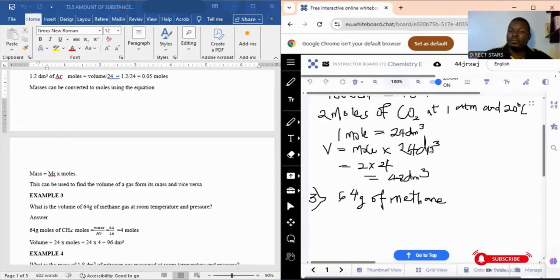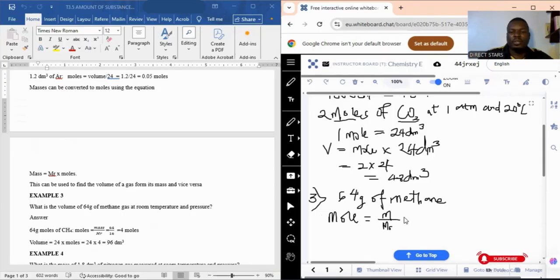How do we get the volume of gas that is present in 64 grams of methane? In the first example we did using carbon dioxide, the relationship we looked at was strictly mole to volume. But this time we're trying to convert the mass of methane to volume. All I need to do is convert the 64 grams to mole by using our general mole concept formula, which is the mass given over the formula mass.